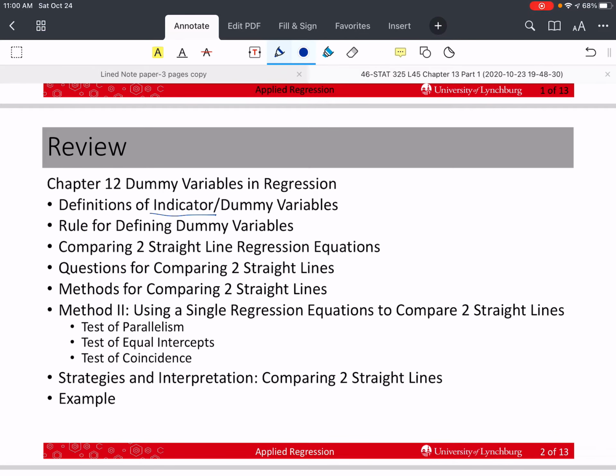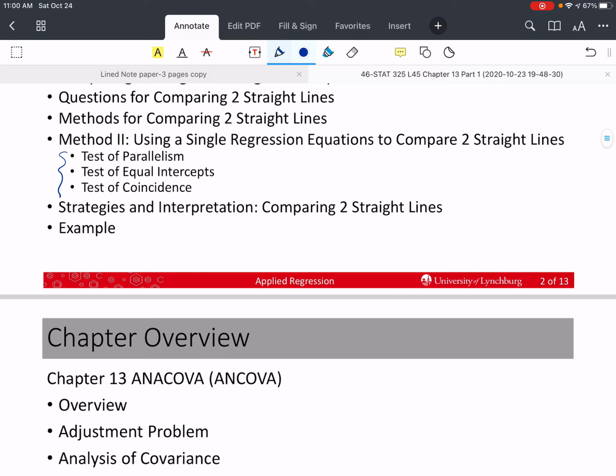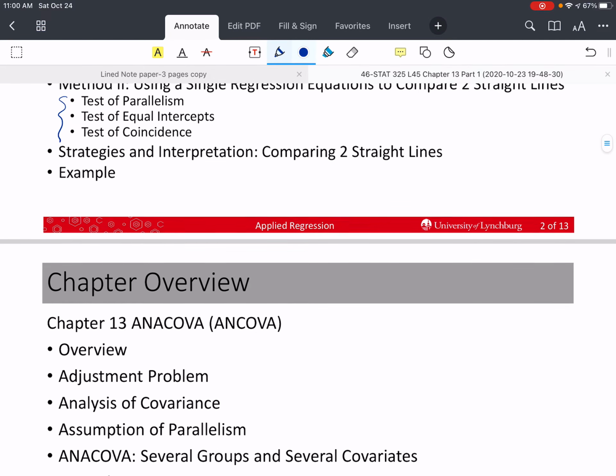Okay. We talked about two different methods for comparing straight lines and showed that method 1 had a lower power, so we don't use that. We use method 2. And in method 2, we showed how to test for parallelism, equal variances, or equal intercepts, and both parallelism and equal intercepts, or coincidence. We talked about some strategies and interpretation comparing two straight lines and went over some examples.